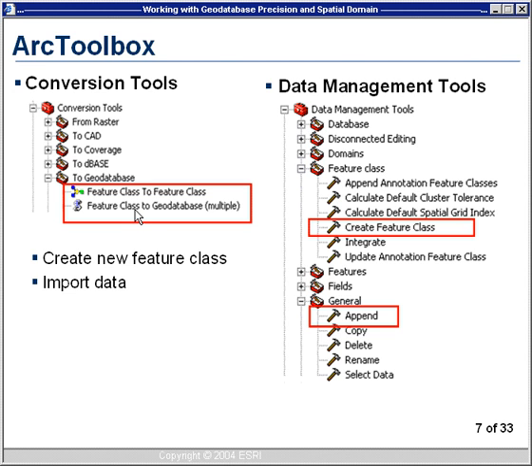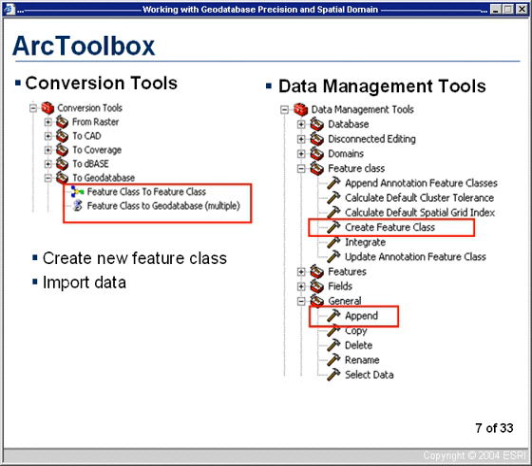The feature class to geodatabase multiple tool allows you to bring over multiple files to feature classes all at once. In the data management toolbox, under the feature class toolset, is the create feature class tool, which creates an empty feature class, and under the same data management toolbox but under the general toolset, you have the append tool, which adds data to an existing feature class. So lots of tools and scenarios through which data can reside in a geodatabase.